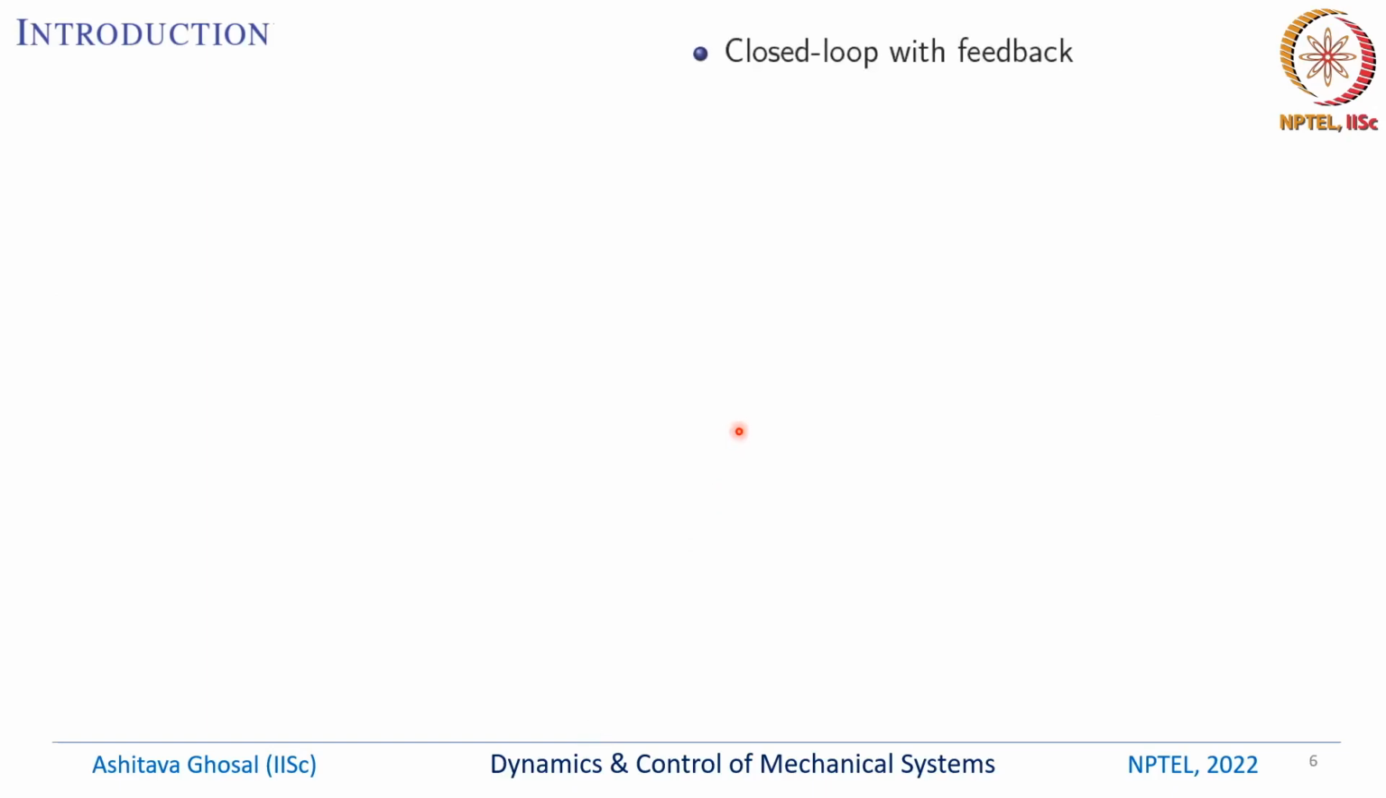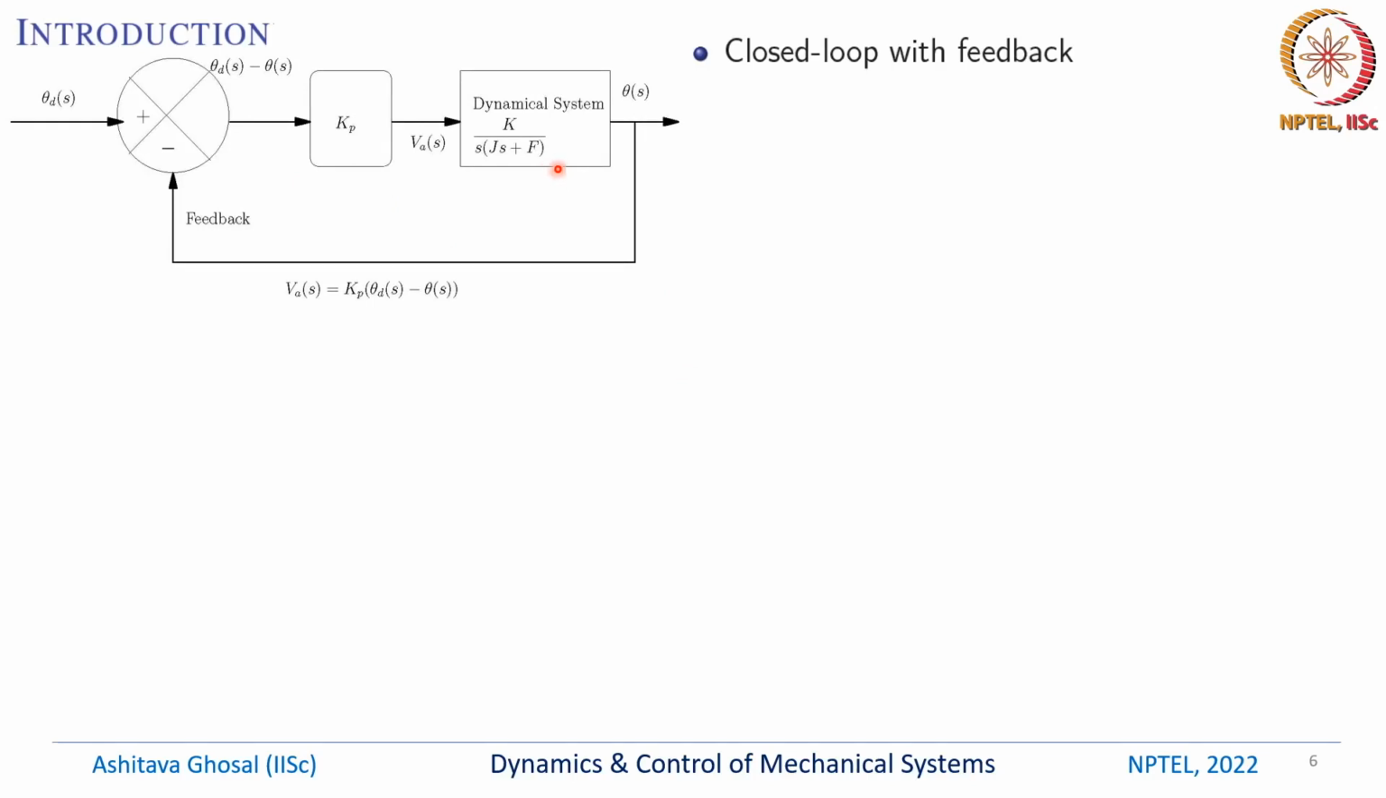So now let us consider the single link being rotated by a DC motor, and we now consider a closed loop or the system with feedback. So the block diagram now looks like this. We have the dynamical system, which is the motor plus the link which is being rotated by the motor. There is an applied voltage, and the transfer function of this dynamical system is K divided by S into (Js plus F). The output is the rotation of the motor shaft, which we measure and then we feed it back.